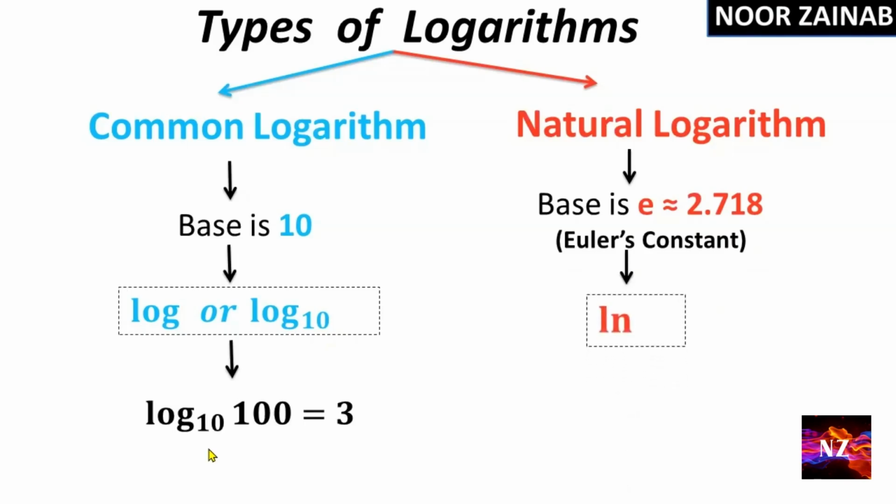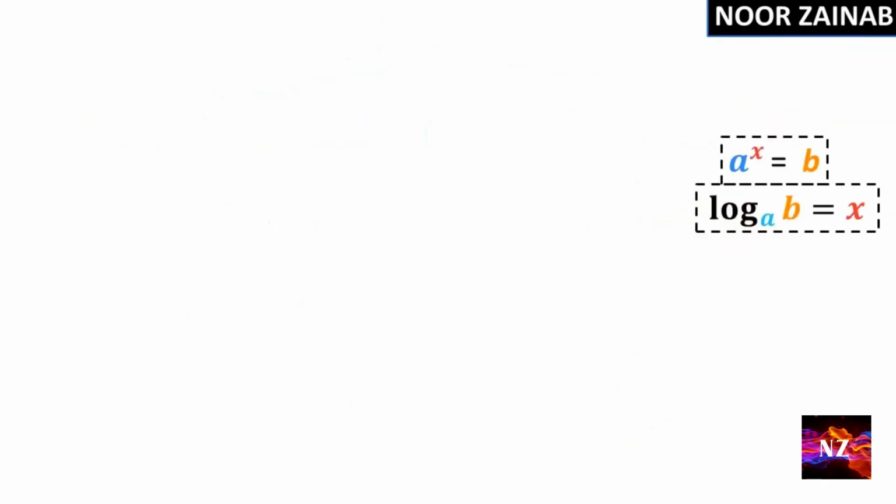Let's suppose we have to find log of 100 with base 10. It means we have to multiply 10 3 times to get 100. Similarly, this is an example of natural logarithm where we have base e. Now let's solve some examples of logarithms.